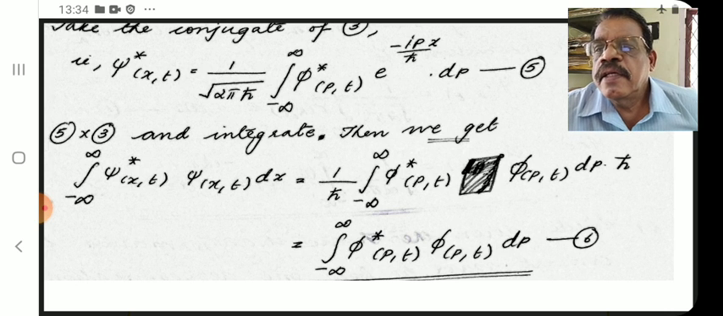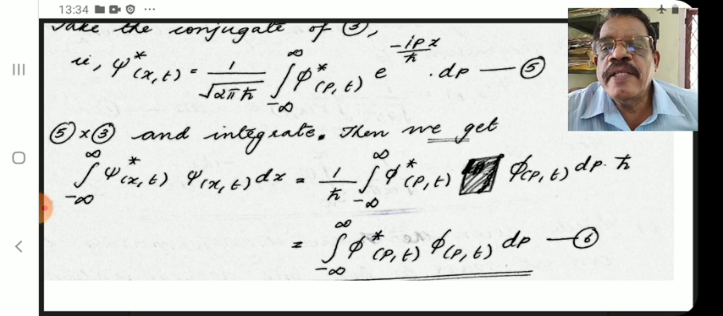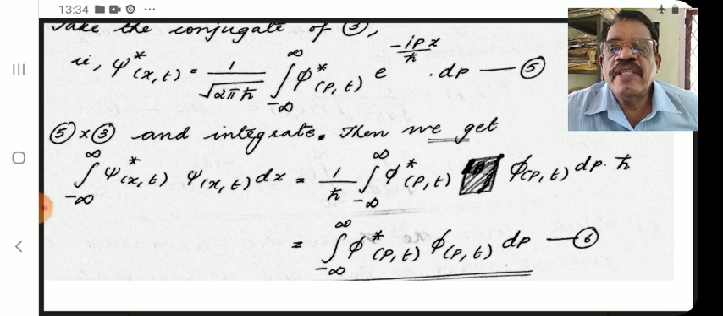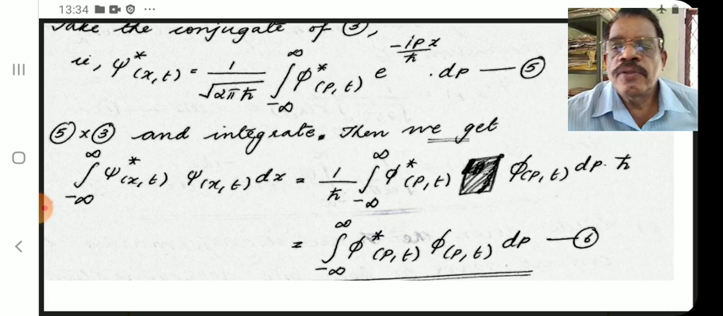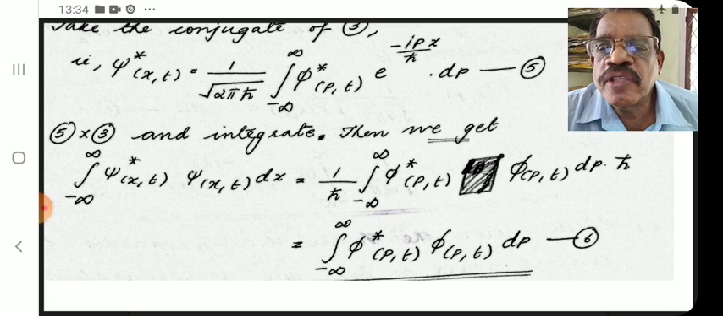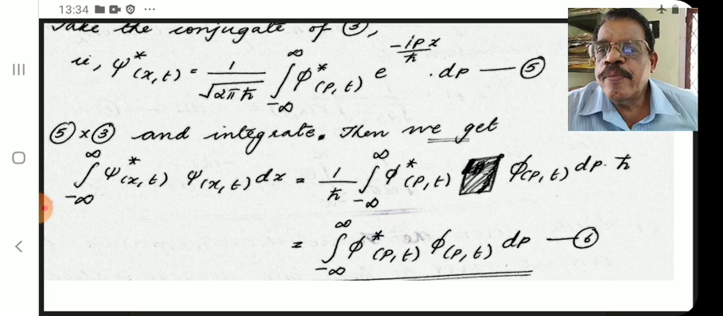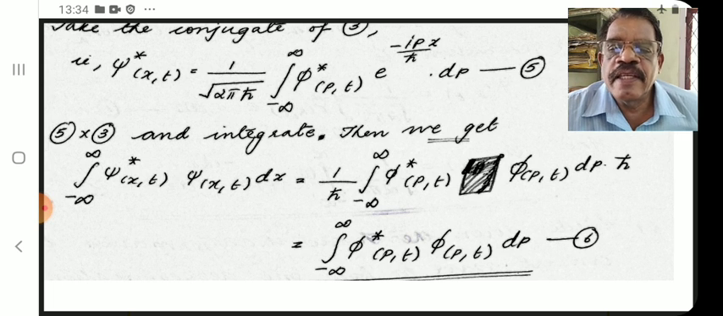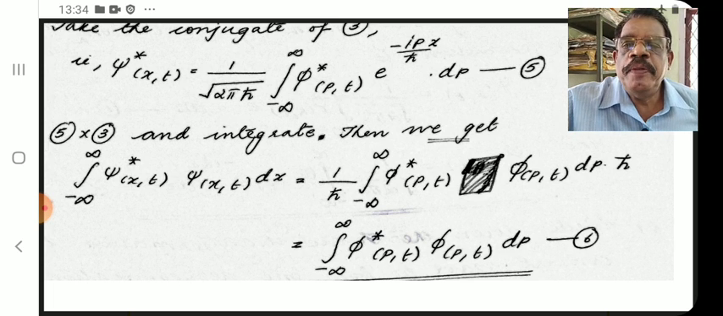It can be shown that the integral of ψ*ψ dx is equal to 1/ħ times the integral from −∞ to +∞ of φ*φ dp times ħ. ħ and ħ will cancel. We get the integral from −∞ to +∞ of φ*(p,t) φ(p,t) dp, equation number 6. So the two expressions appear almost in the same manner. On the LHS, the integral from −∞ to +∞ of ψ*ψ dx. On the RHS of equation 6, the integral from −∞ to +∞ of φ*φ dp.